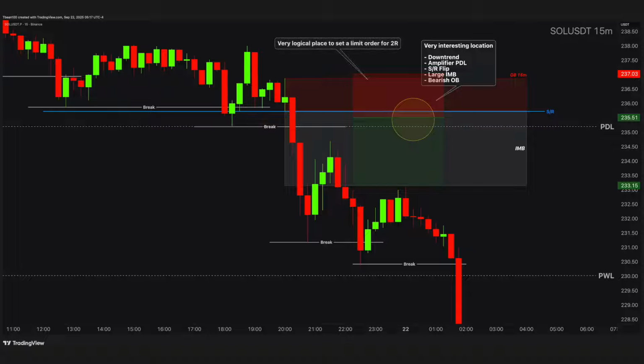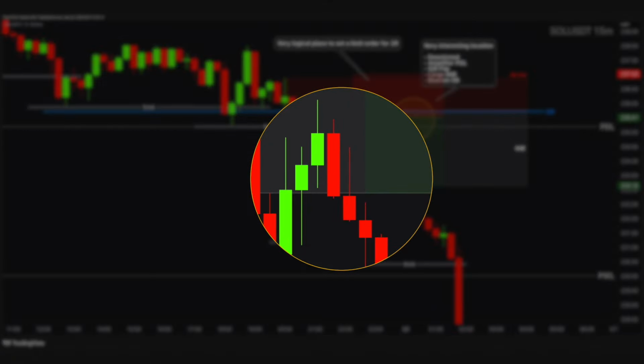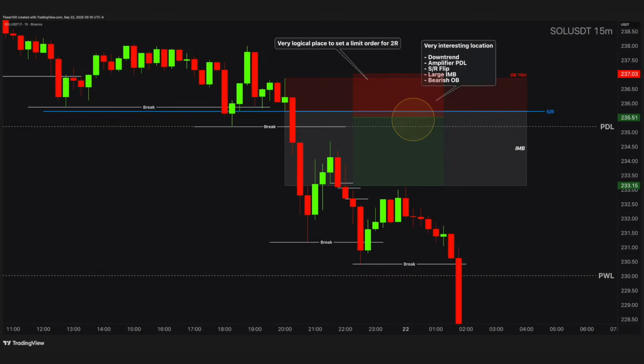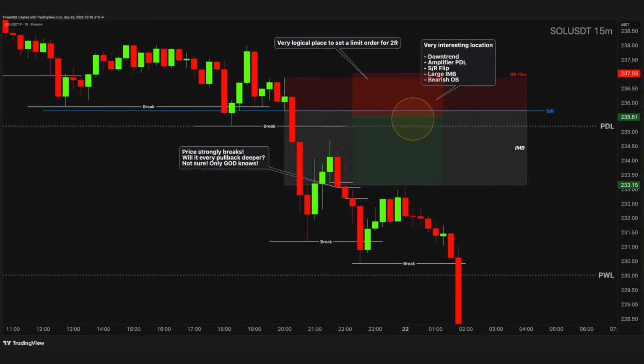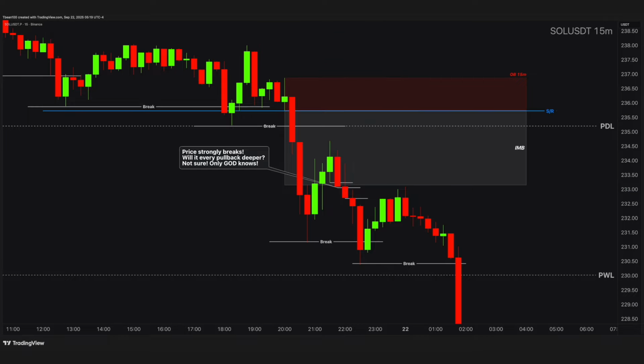If you set a limit order here for a 2-hour setup, I think that's a pretty reasonable and acceptable move. But here is the thing. After just a small pullback, if you watched closely, price started to push down really strong, breaking through the lows of candles like this one. That tells me there's a good chance price might not pull back again, and sellers could be taking full control of the move one more time.